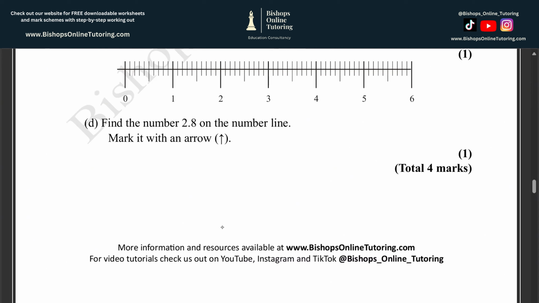Find the number 2.8 on the number line, mark it with an arrow. So here we have 2, here we've got 3. The middle point is going to be 2.5. So let's count up from 2.5. 2.6, 2.7, 2.8. So this point right here will be 2.8.